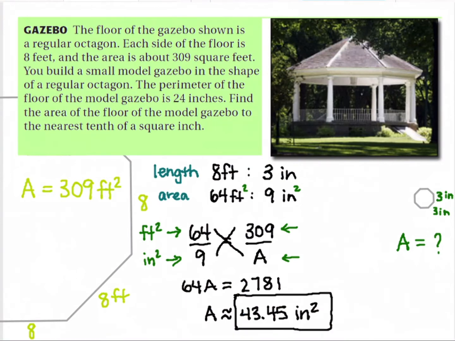So we didn't even need a formula for finding the area of an octagon because we were able to use this principle about similar figures. Anytime you build a scale model, they're going to be similar. Stay tuned for later in the chapter for an area formula to find the area of a regular octagon.